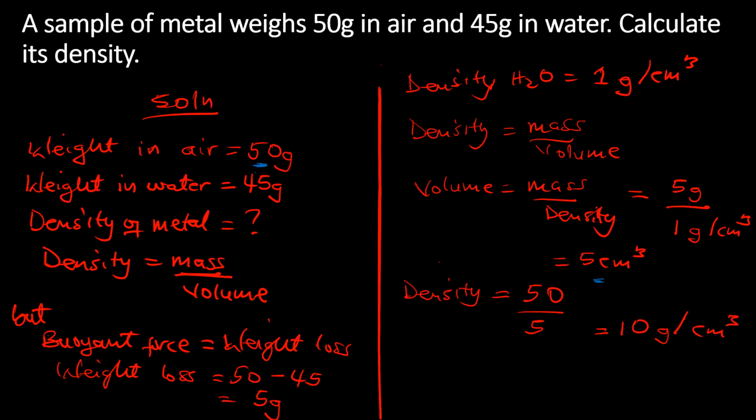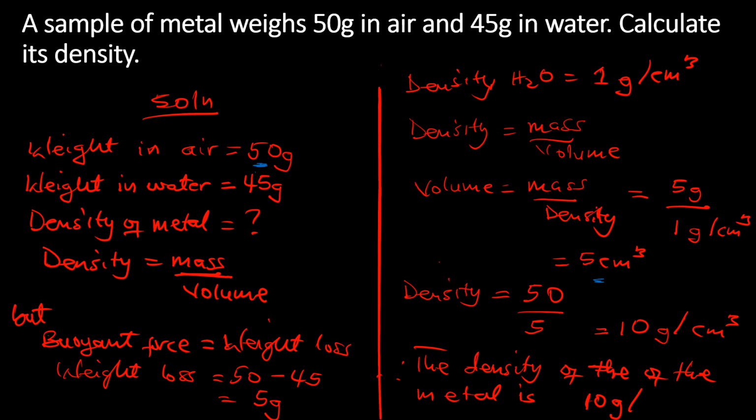So therefore, the density of the metal is 10 grams per cm cube. That's the density. The density of the metal is 10 grams per cm cube.